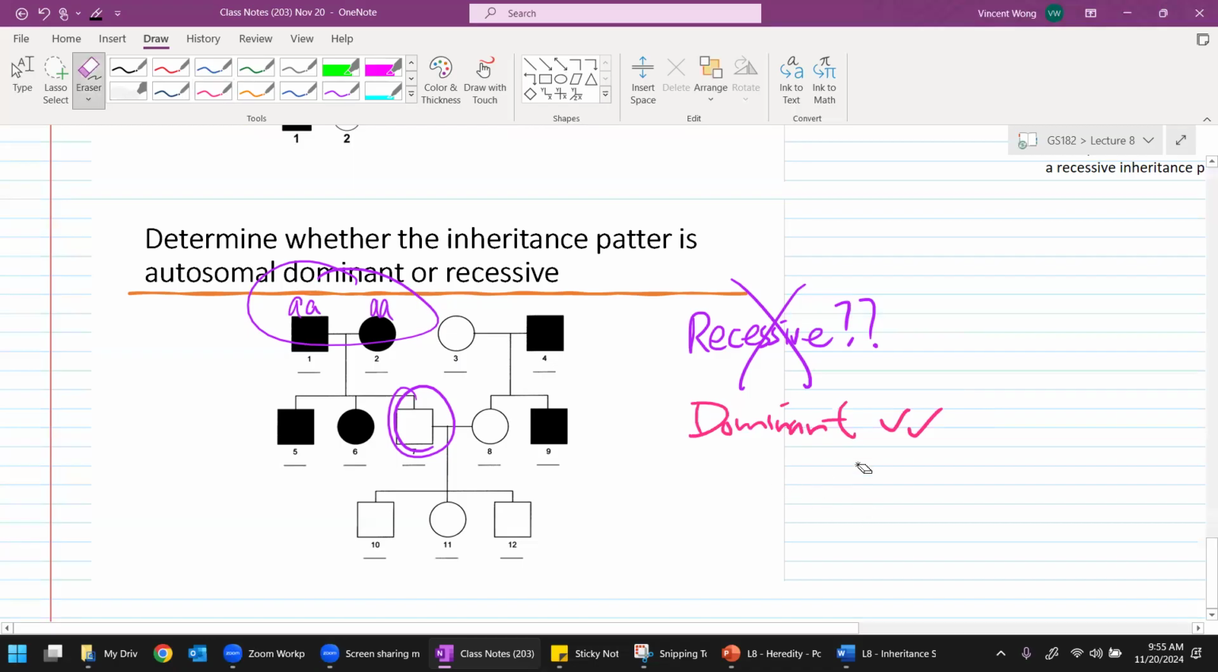So it is dominant, we established that. Then this person must be big A, small a, and big A, small a. They cannot be big A, big A, because if they are both big A, then everybody will be big A. The fact that they have a child that doesn't have the condition means they must be heterozygous. And then this person is going to be small a, small a. The son and the daughter, we don't actually know. We know they have one big A, but we cannot say for certain what the other one is.